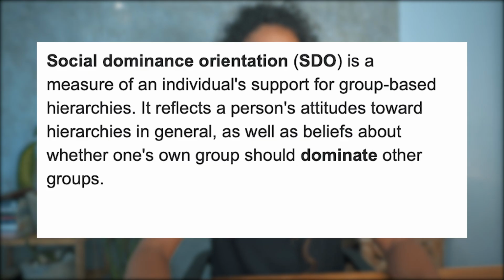Research also shows that people who hold ideologies that put certain human groups above other human groups also believe in what we call social domination. Social domination or social dominance orientation is basically the idea that there is a certain hierarchy in nature that is completely justified because one is more powerful or one believes to be more powerful or more important than the other. This is very similar to the ideology of Nazism, fascism, or any other, let's say, supremacist ideology that people may hold. This specific website defines social dominance orientation as a measure of an individual's support for group-based hierarchies. It reflects a person's attitudes towards hierarchies in general, as well as beliefs about whether one's own group should dominate other groups. I'm sure you can imagine where I'm going with this.